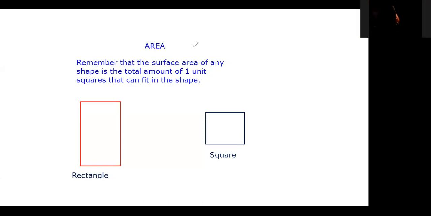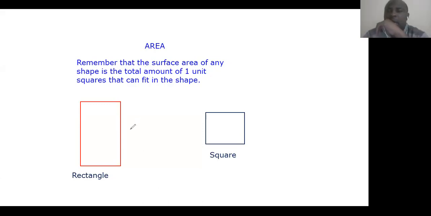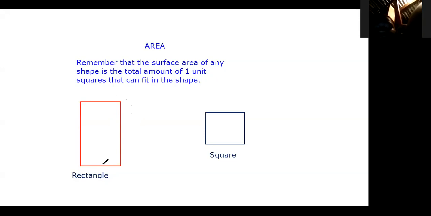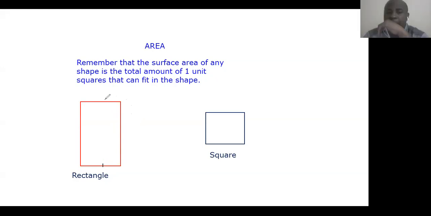All right, now the first one is a rectangle, right? And we know that in a rectangle, adjacent sides are not equal. Adjacent means this side and this side are not equal, but the opposite sides in a rectangle are equal. This side is equal to this side, and this side is equal in length to this side. While in a square, all sides are equal, right?